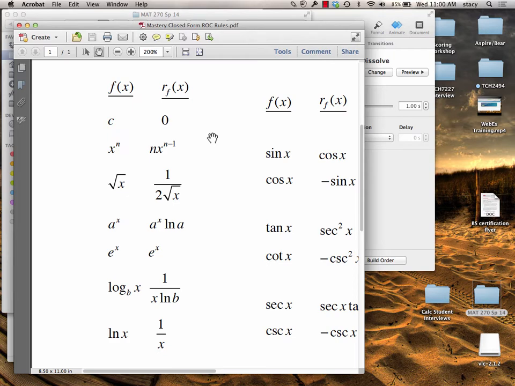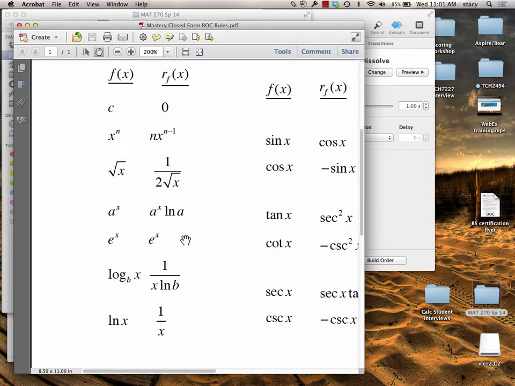Cheat sheet. The antiderivative of 0 is c. An antiderivative of n x to the n minus 1 is x to the n, right? Antiderivative of e to the x is e to the x. Antiderivative of 1 over x is not natural log of x, but natural log of absolute value of x. Okay, so that's the one where I catch you, right?